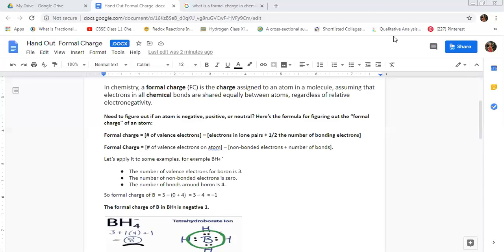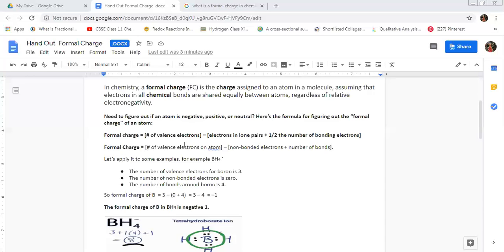So in case of formal charge, how to calculate it, the formula used is: number of valence electrons, that is the number of electrons present in the outermost shell of the particular atom, minus electrons in lone pair, or you can say the non-bonded electrons, plus half the number of bonding electrons, that is whatever bonds are being formed due to mutual sharing. This can be more simplified.